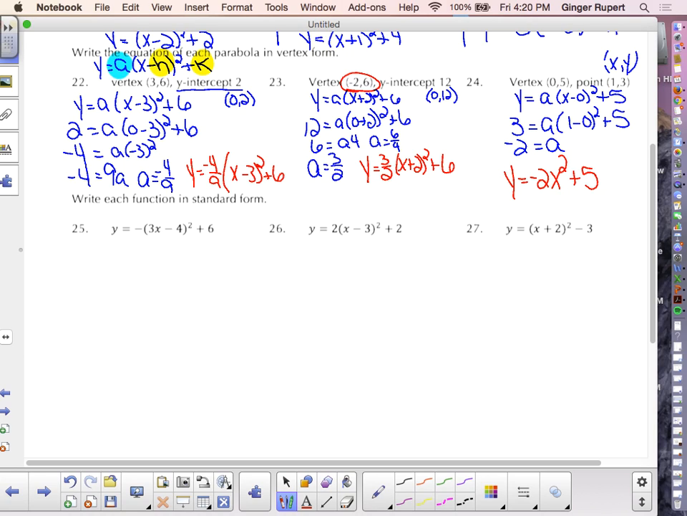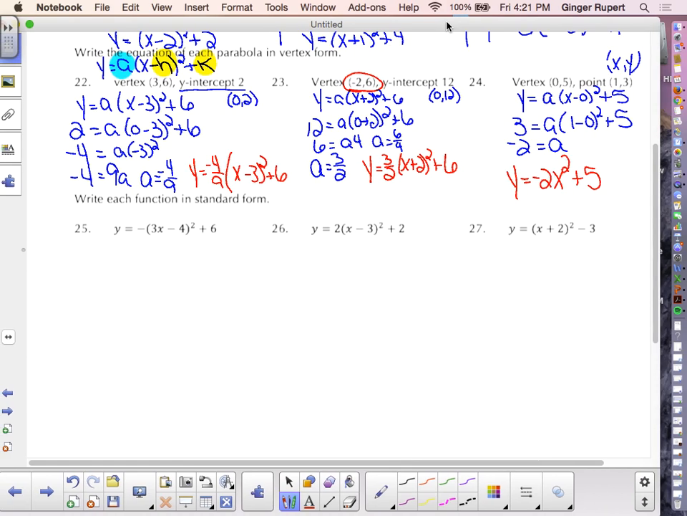Let's take a look at the next group. 25, 26, and 27 ask you to write the function in standard form. So in standard form, you have to pay attention to your order of operations. We're going to take first this (3x minus 4) squared and write it side by side so that we recognize we have to FOIL that. Don't lose that negative sign out front.